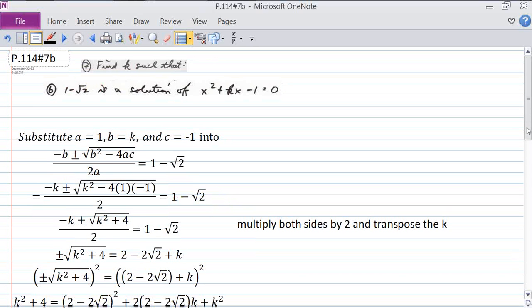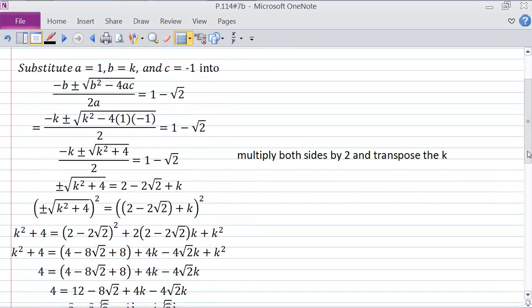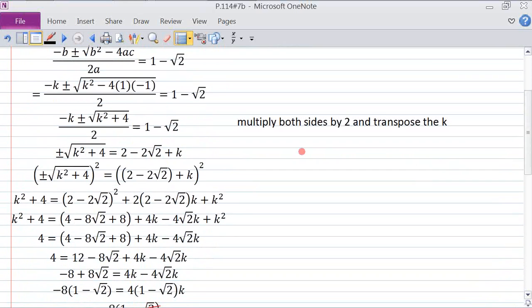So now we go through the process of simplifying this. This minus k is this minus k, and here we have the square root of k squared plus 4 over 2 equals the solution. So this just simplifies to this. And now what we're going to do is multiply through by 2 and transpose the k. So we multiply through by 2, we get this term here.